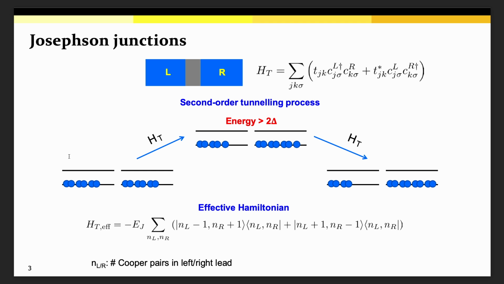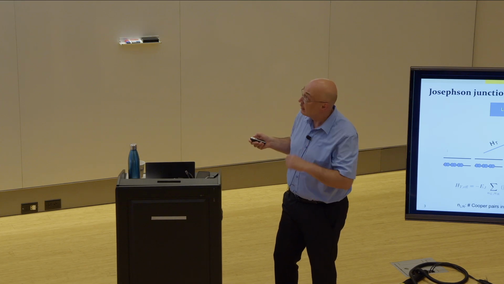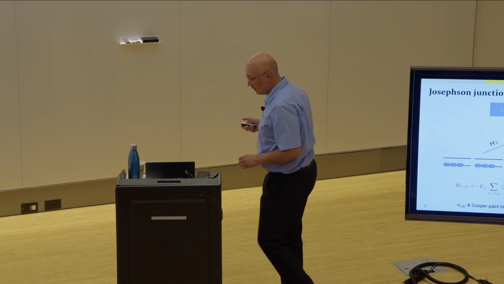When you look at this system, there is a low-energy Hamiltonian described by this simple expression here, where N_L and N_R are the number of Cooper pairs on the two sides of the barrier. The dynamics is simply described by a process where these numbers change by -1 and +1. That's a Cooper pair moving this way, or the reverse, a Cooper pair moving the other way. The scale for this is the Josephson energy.